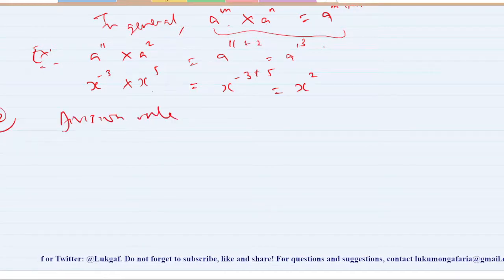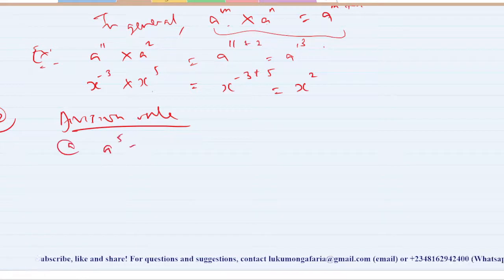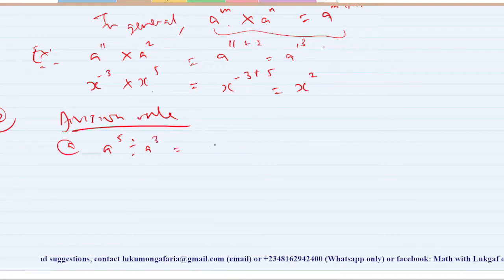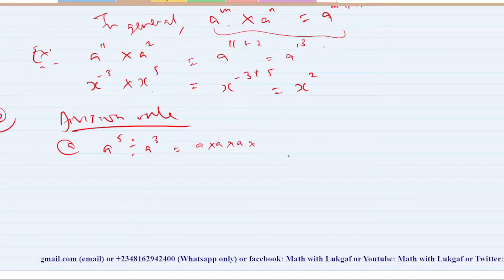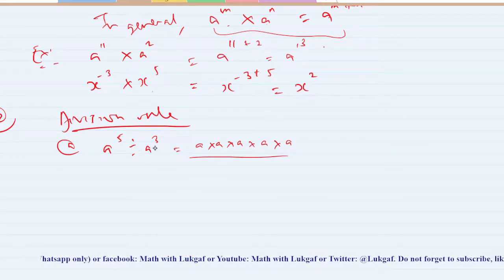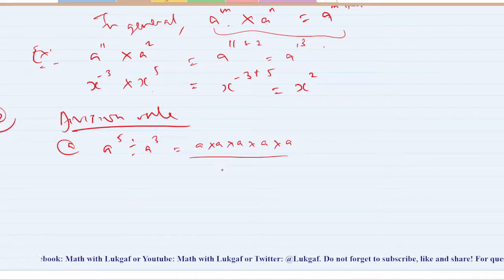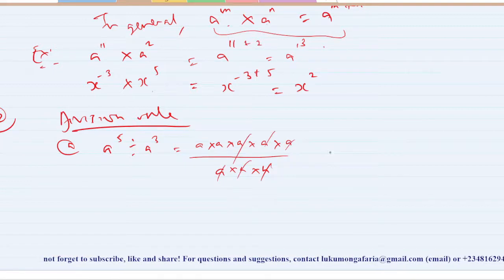Division rule, it is not difficult as well. Okay, let's say I have a raised power 5 divided by a raised power 3. You know, a raised power 5 is the same thing as a times a times a times a times a, 5 times. So likewise divided by a raised power 3, that's what? A times a times a. Then you will observe that this cancels this, then I'm left with what? A times a, which is a squared.